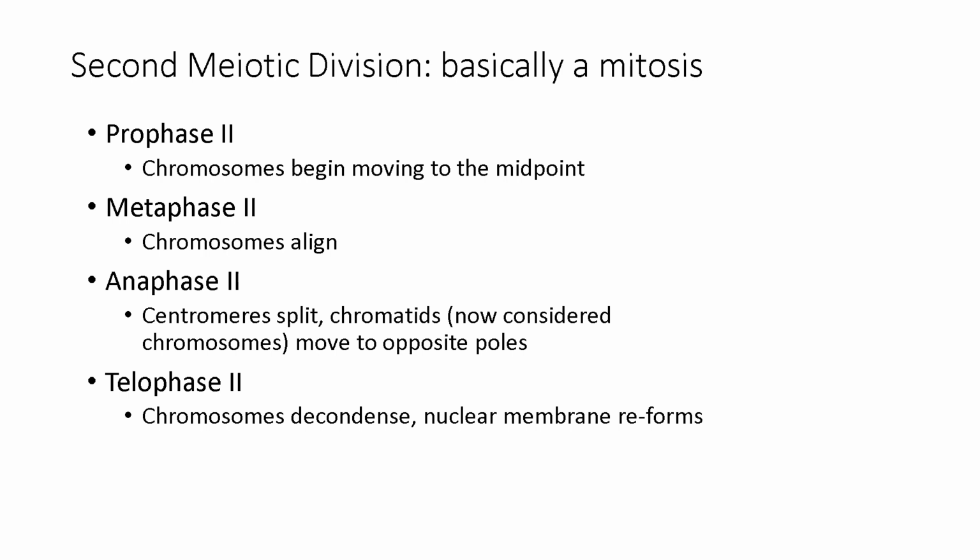In prophase II, chromosomes start moving toward the midpoint of the cell. During metaphase II, they align along the metaphase plate. In anaphase II, centromeres split and chromatids, now considered individual chromosomes, migrate to opposite poles. Finally, in telophase II, the chromosomes decondense and nuclear membranes reform, completing the formation of haploid cells.